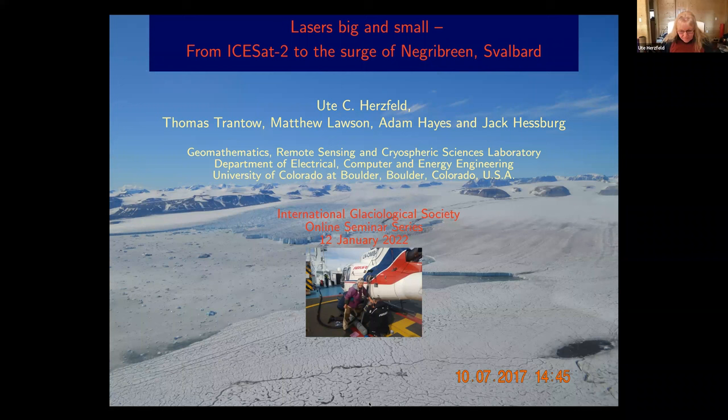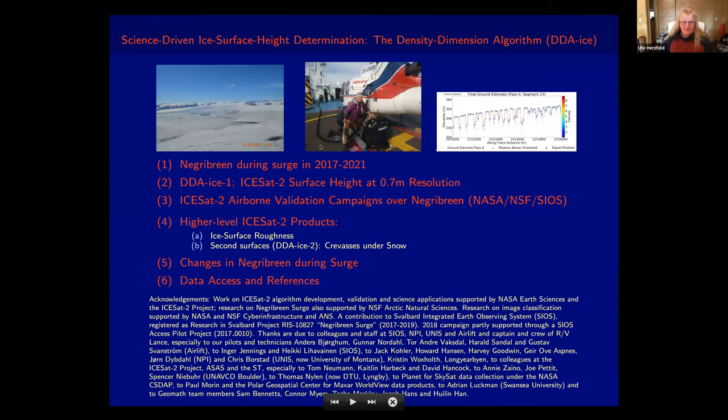So the talk focuses on smaller and larger lasers. The small laser you see in the middle here being operated from an aircraft, that's a small laser system we fly ourselves over glacier areas. And the large laser is, of course, NASA's ICESat-2.